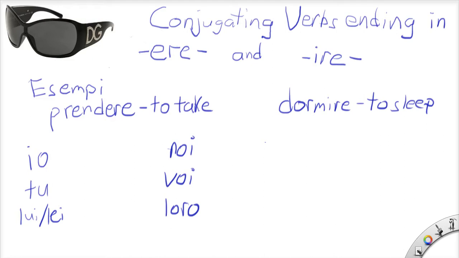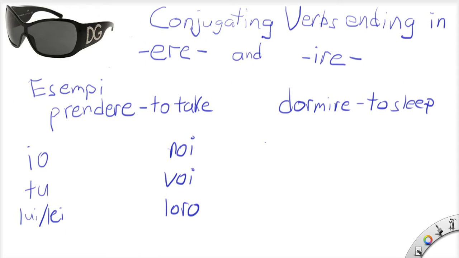This virtual lesson is dealing with how to conjugate a verb in Italian that ends in ERE or IRE, otherwise known as ERE or IRE verbs. And those would be regular verbs. This is found in our book in chapter 3. I have a couple examples here. Due esempi. We have an ERE verb, prendere, meaning to take, and I'll use the IRE verb dormire, to sleep.